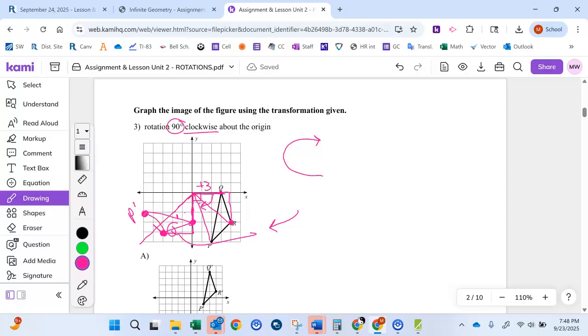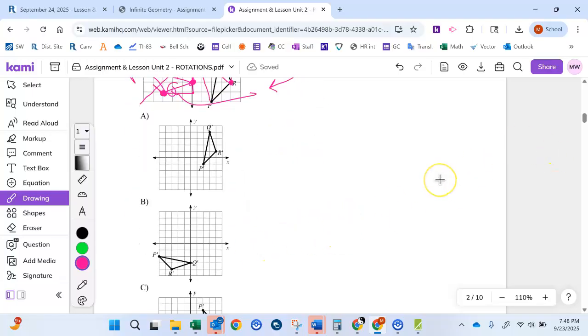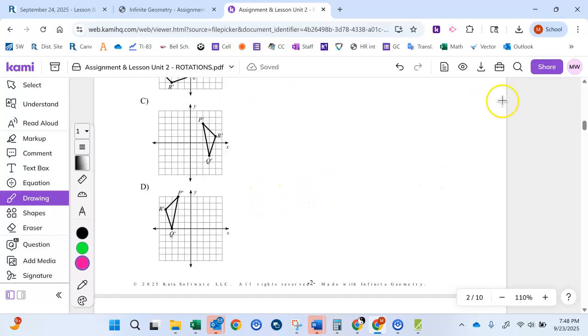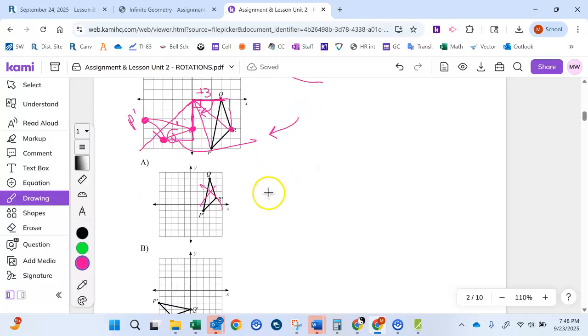Okay. So which object looks like that? Let's see. It looks like B looks pretty good. Definitely not that one. Not that one. And not that one. So there's really only one that can be it, and that is going to be choice B.